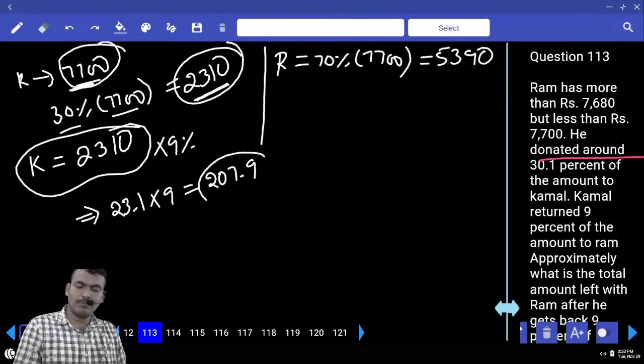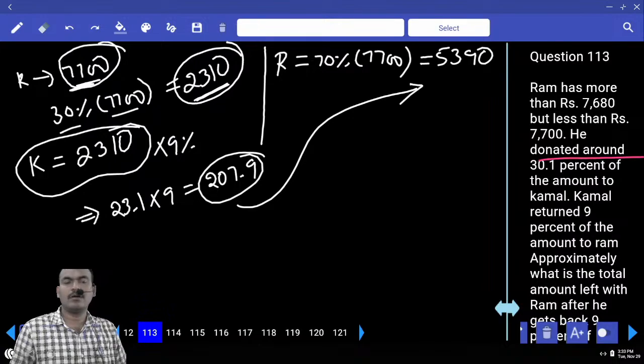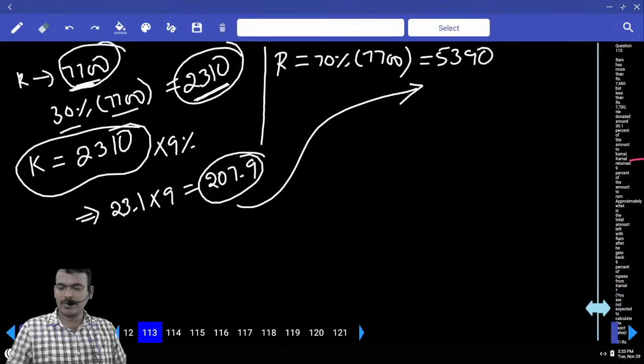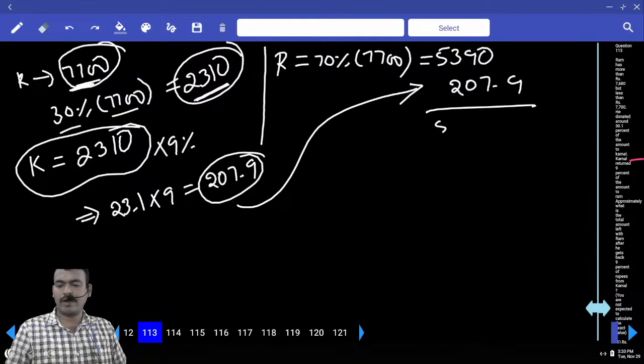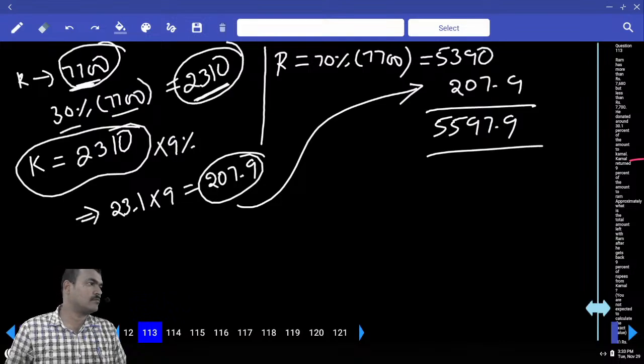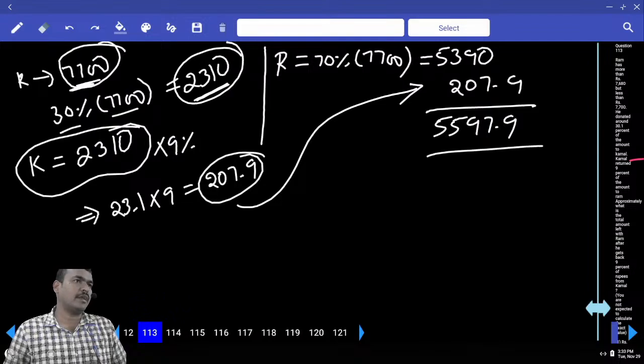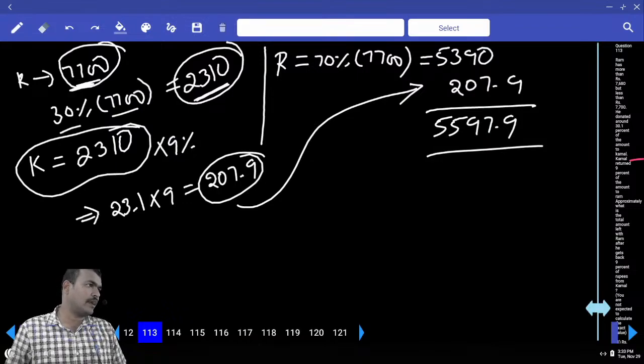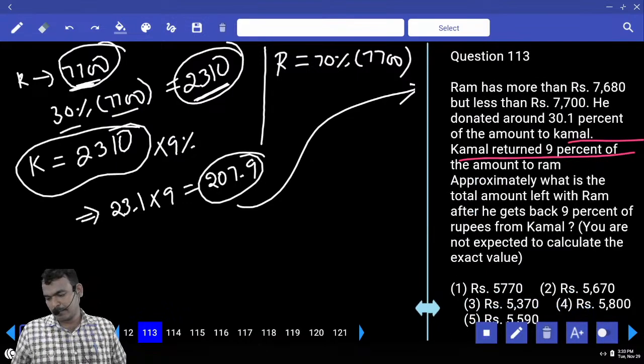Means that returned amount is again received by which one? Ram or not? Means Ram is adding or subtracting? Adding or not? What is the total value? 5597.9 or not? And the answer is nearby 5597.9 but less than 5597.9 or not? Which option? Fifth option or not?